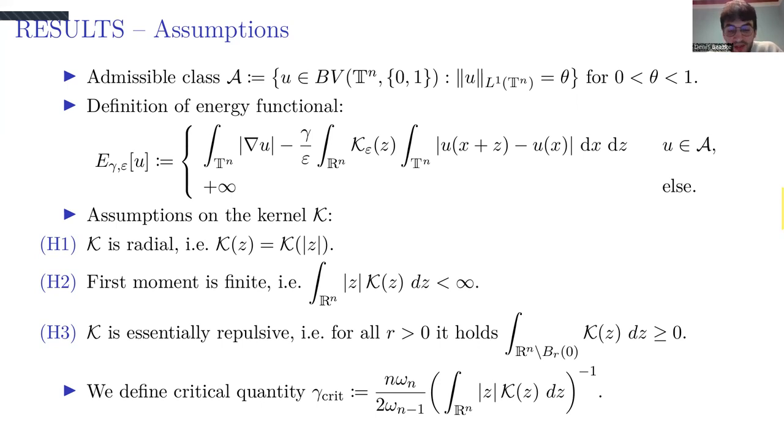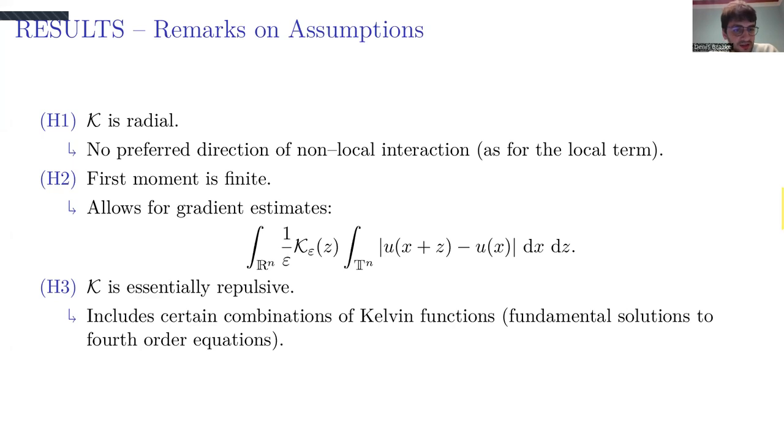And with this at hand, we can now define this gamma crit. And spoiler alert, this will be the critical value for our energy functional. We can define this now and see that it is finite, and we will work with gamma crit from there on. You can basically think of gamma crit as being the inverse of the first moment. So let me give you quick remarks on these assumptions.